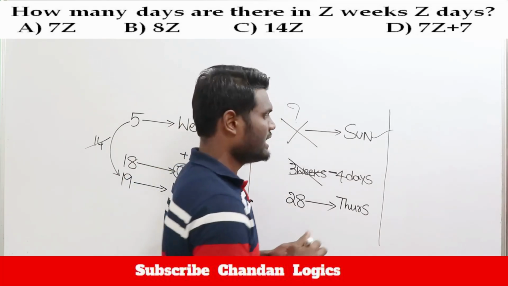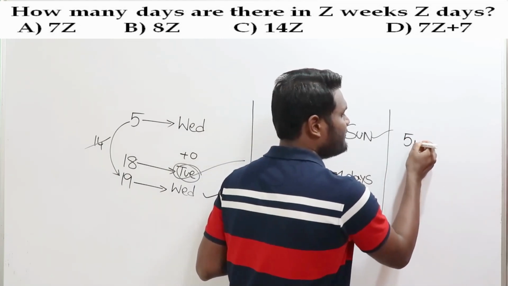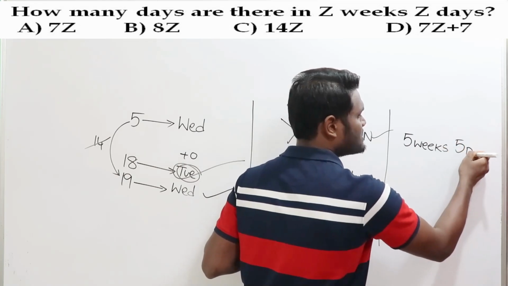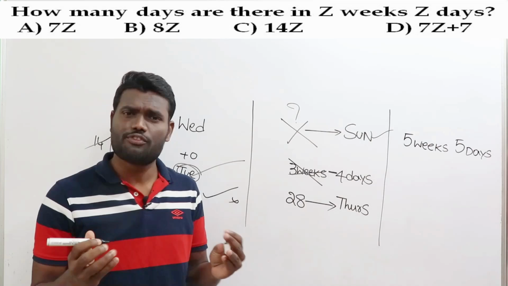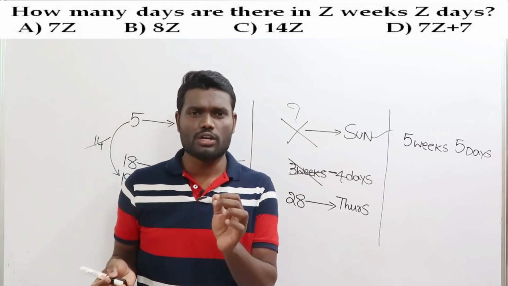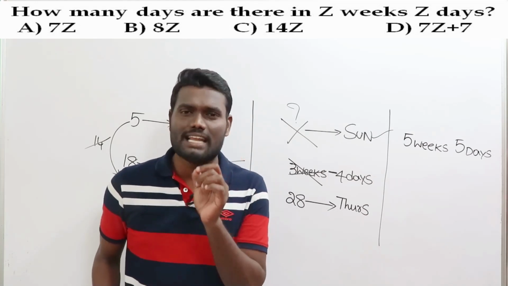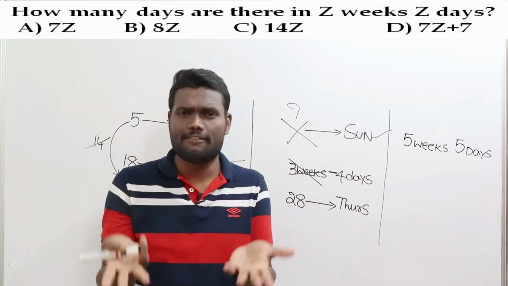If I ask you a question like, how many days are there in 5 weeks, 5 days? Even you know how many days are there in 5 weeks, 5 days. Why? Because you already know that a week is like 7 days. If a week is 7 days, 5 weeks will have 5 into 7, 35 days.